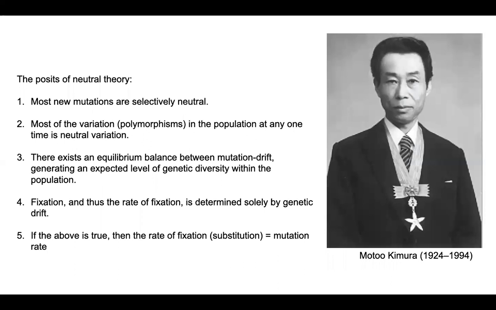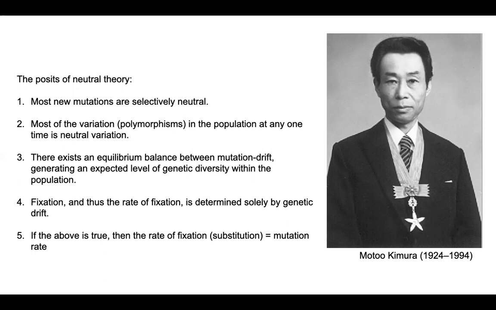Zooming out, let's walk through what I think are the 5 most important posits of neutral theory. From here, we'll dive into them in a little bit more detail. So 1, most new mutations are selectively neutral. 2, most of the variation in populations is neutral. 3, the expected levels of diversity are predictable at mutation-drift equilibrium. 4, the probability and the rate of fixation is determined solely by genetic drift. And then 5, the rate of substitution for a neutral allele equals the mutation rate.